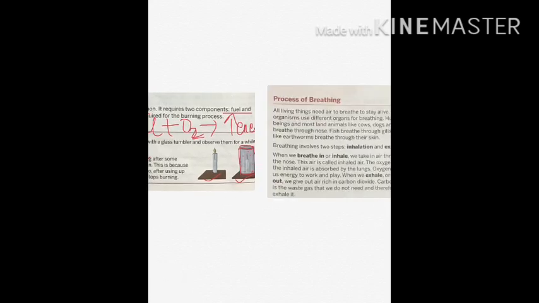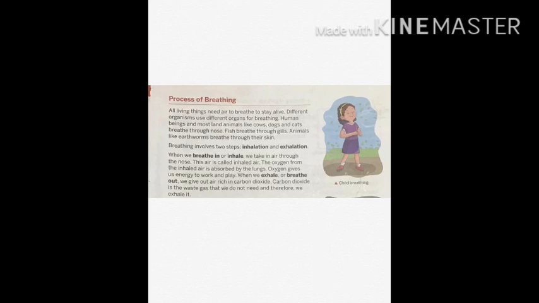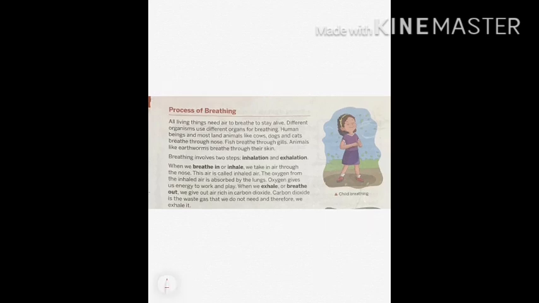Moving ahead with the next topic, process of breathing. Breathing is a very important process which helps us to live. We stay alive when we breathe. There are different organs for breathing in different living organisms. Humans and most of the land animals breathe through their nose, as you can see in the picture. There are some other animals also which breathe through different breathing organs, like fish breathe through gills. Animals like earthworm breathe through their skin.